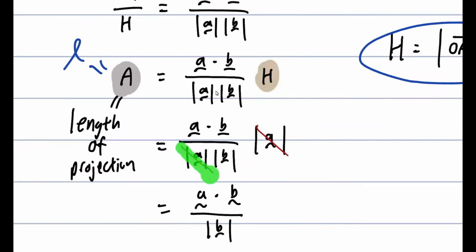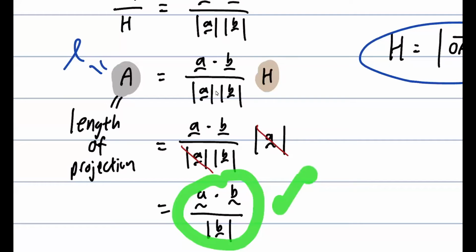But wait, a number, right? Modulus means that it's now a scalar, no longer a vector. So I can cancel off the numbers, right? Then what am I left with? A dot B over mod B, exactly what we wanted. The thing that I asked you to memorize.